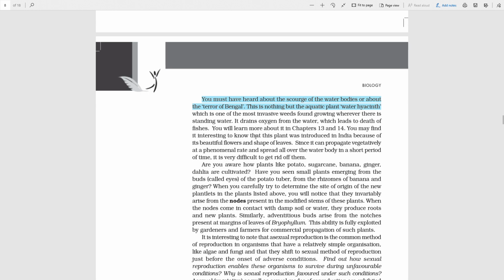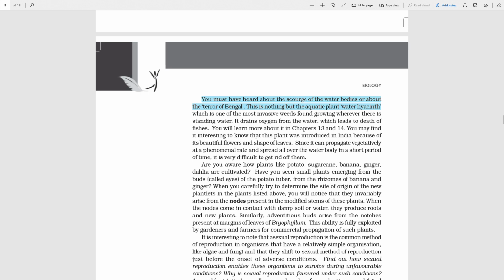So they have a large capacity of vegetative propagation. They can propagate in a few minutes or a few days over the whole water body, which can drain the oxygen needed by aquatic life, like aquatic plants and fishes, which may die due to lack of oxygen. Now, coming next, are you aware how plants like potato, sugarcane, banana, ginger, dahlia are cultivated?